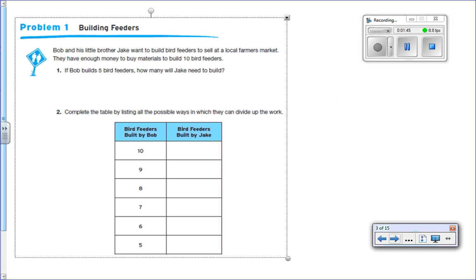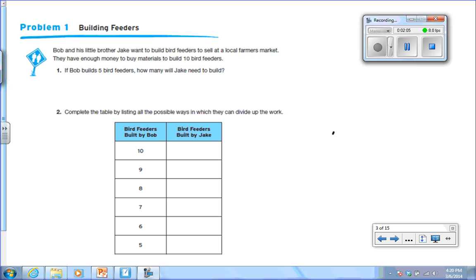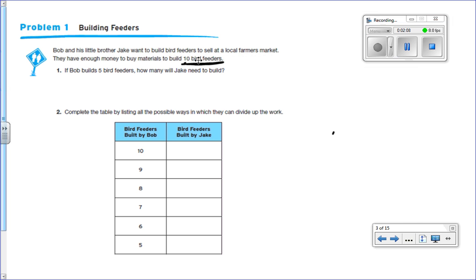Problem 1 is called building feeders. Bob and his little brother Jake want to build bird feeders to sell at a local farmer's market. They have enough money to buy materials to build 10 bird feeders. If Bob builds 5 bird feeders, how many will Jake need to build? Well, I hope that you're thinking out of 10 bird feeders, if Bob builds 5 of them, Jake will need to build 5 as well. So Jake will build 5 bird feeders.